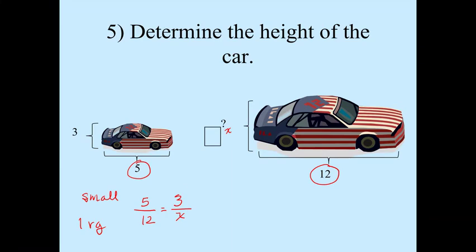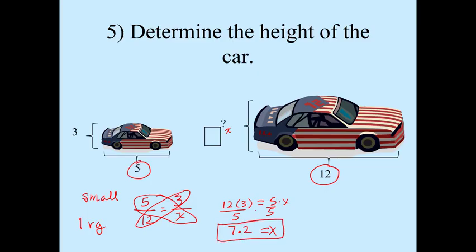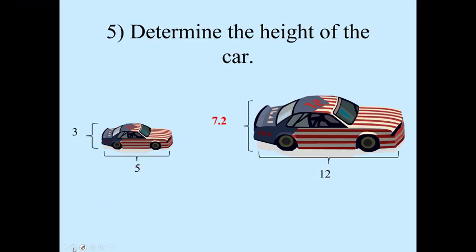Okay, so you're going to have to cross multiply. 12 times 3 equals 5 times X. Divide by 5, divide this by 5, X equals, what's 36 divided by 5? I got 7.2. So that one didn't work out as nicely as the others, but hey, we still got the answer, okay? There it is, 7.2.